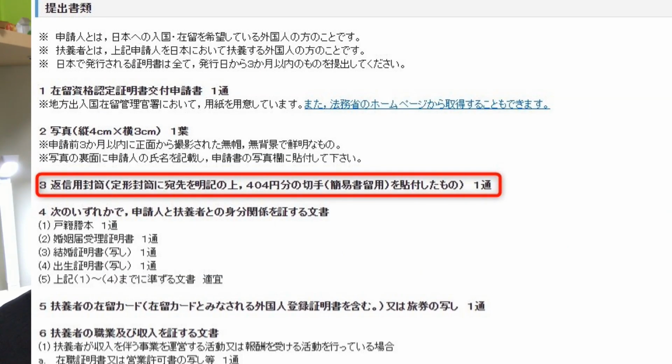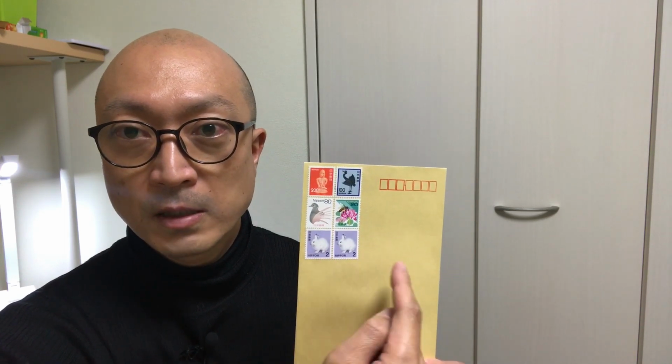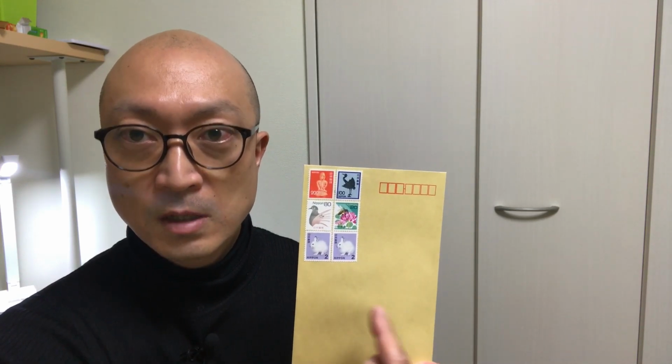Number 3, the envelope of sending the result. Unlike visa renewal, as to certificate of eligibility, we need to submit the envelope with the stamp of 404 yen from our side. On this, please write your name and address. これですね。Postal stamp 404 yen and please write your address and name.